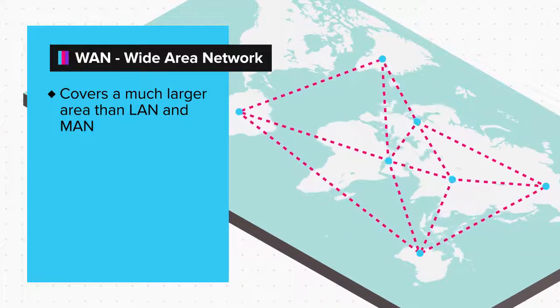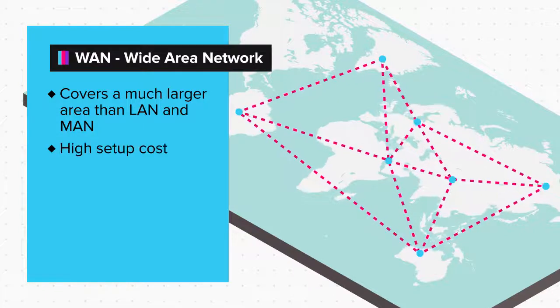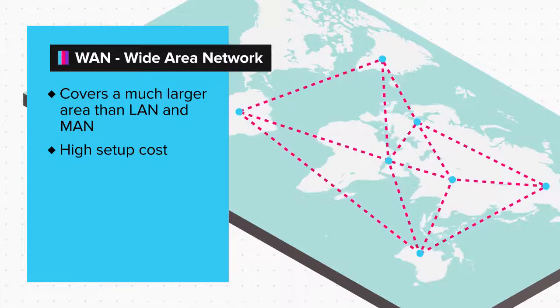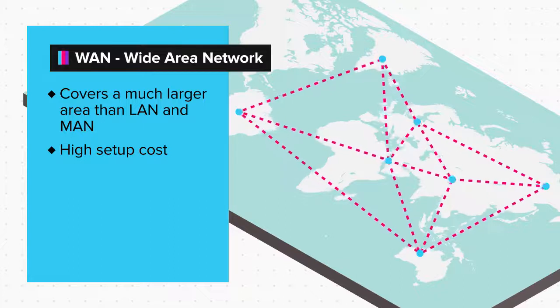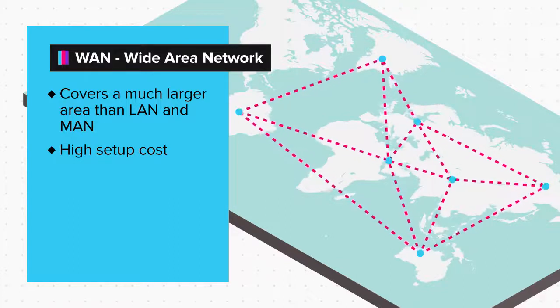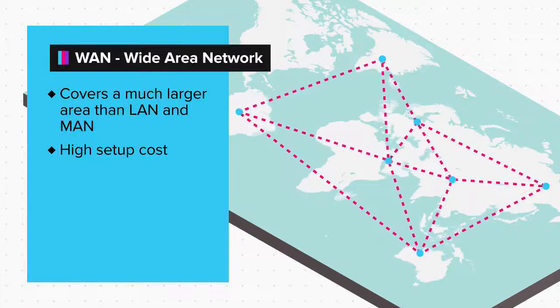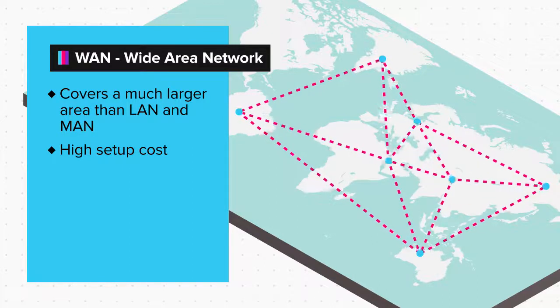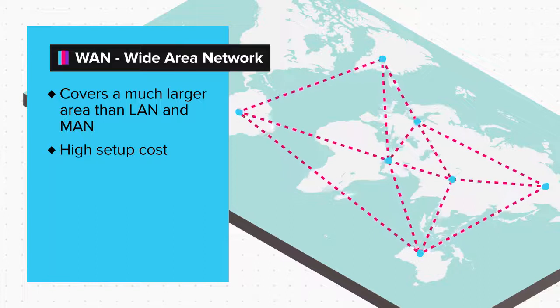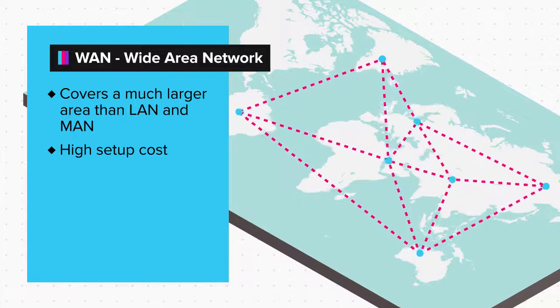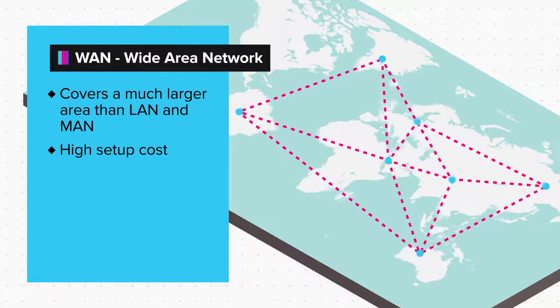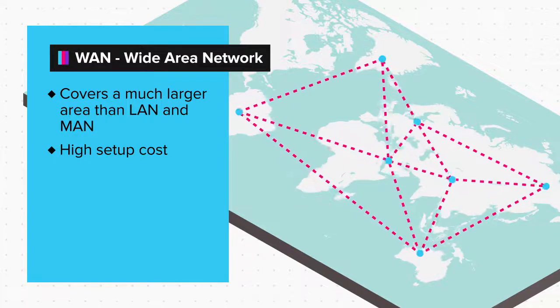WAN covers a much larger area than LAN and MAN. The setup cost is much more expensive than LAN and MAN. A perfect example is the Internet, which is a publicly available WAN to which anyone across the world can connect. Some other examples are satellite communication used by televisions and even your telecom operators like Airtel, Reliance, BSNL, etc.